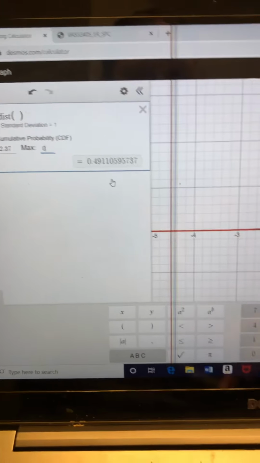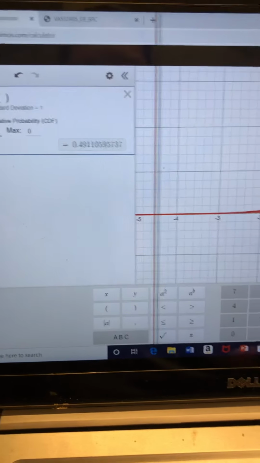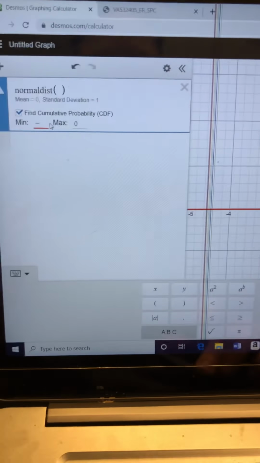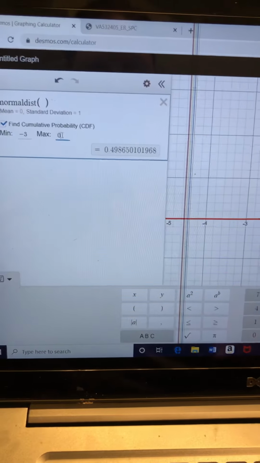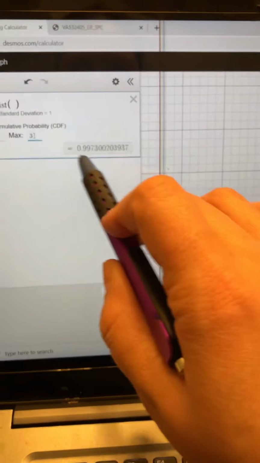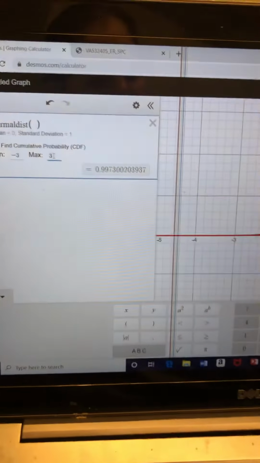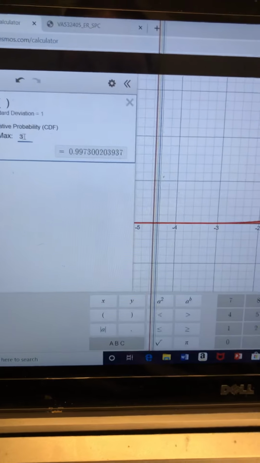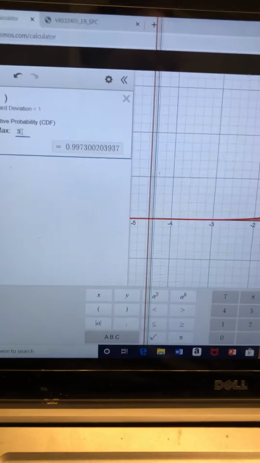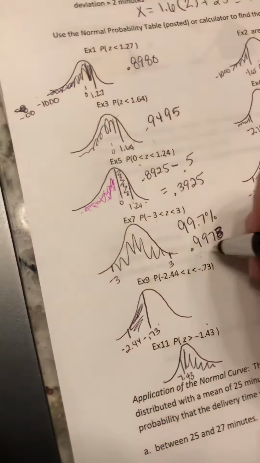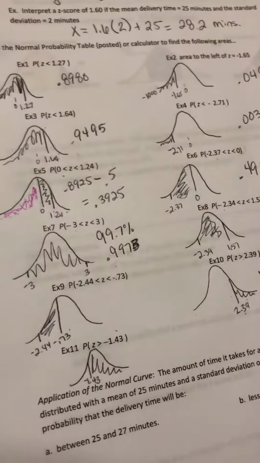For the next one, we had negative 3 to 3, and just to prove it to you, since we already answered that one with the empirical rule, negative 3 to 3, 0.9973. I put 70 because I couldn't remember the last decimal, but I can change that to a 3, 99.7%. So I'll just write a 3 over that, but you know, we were pretty close.